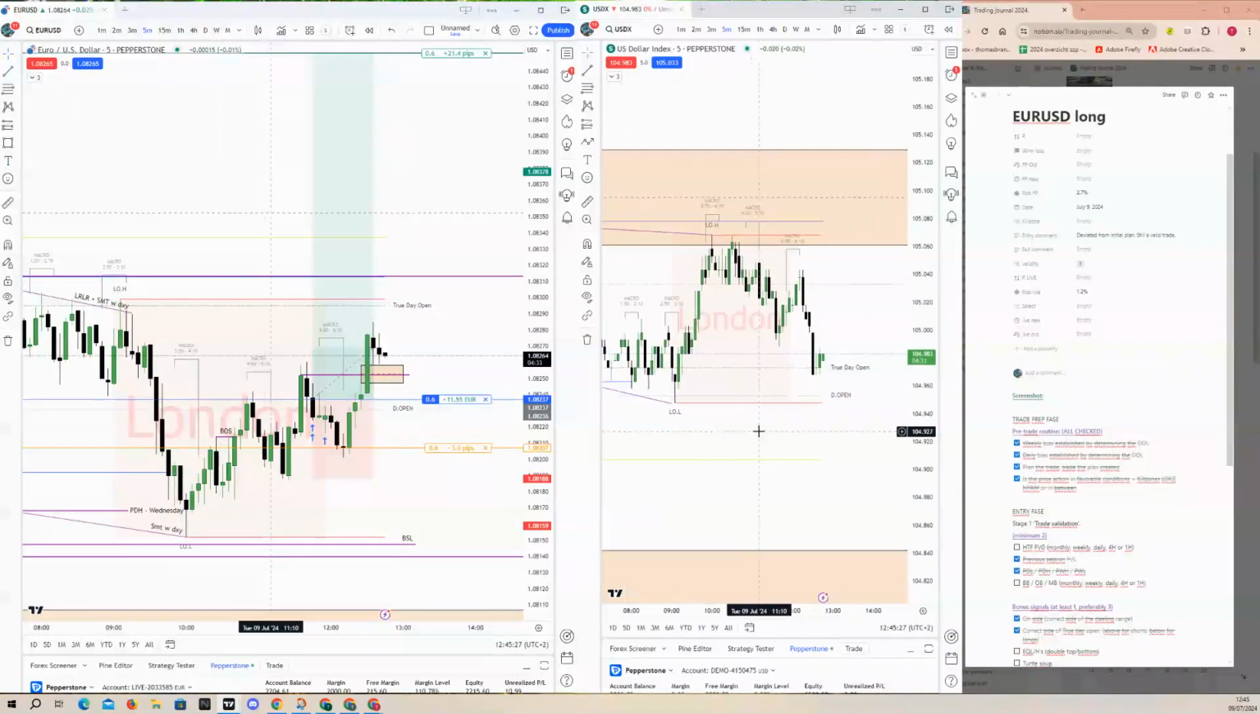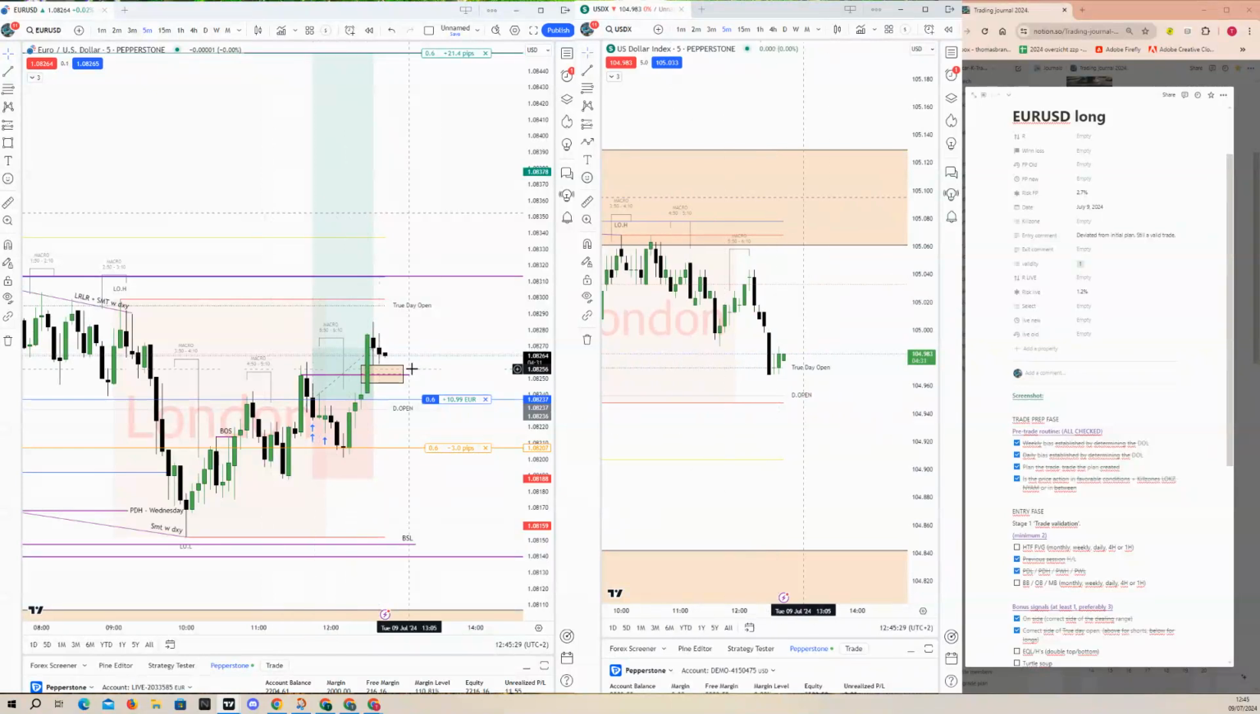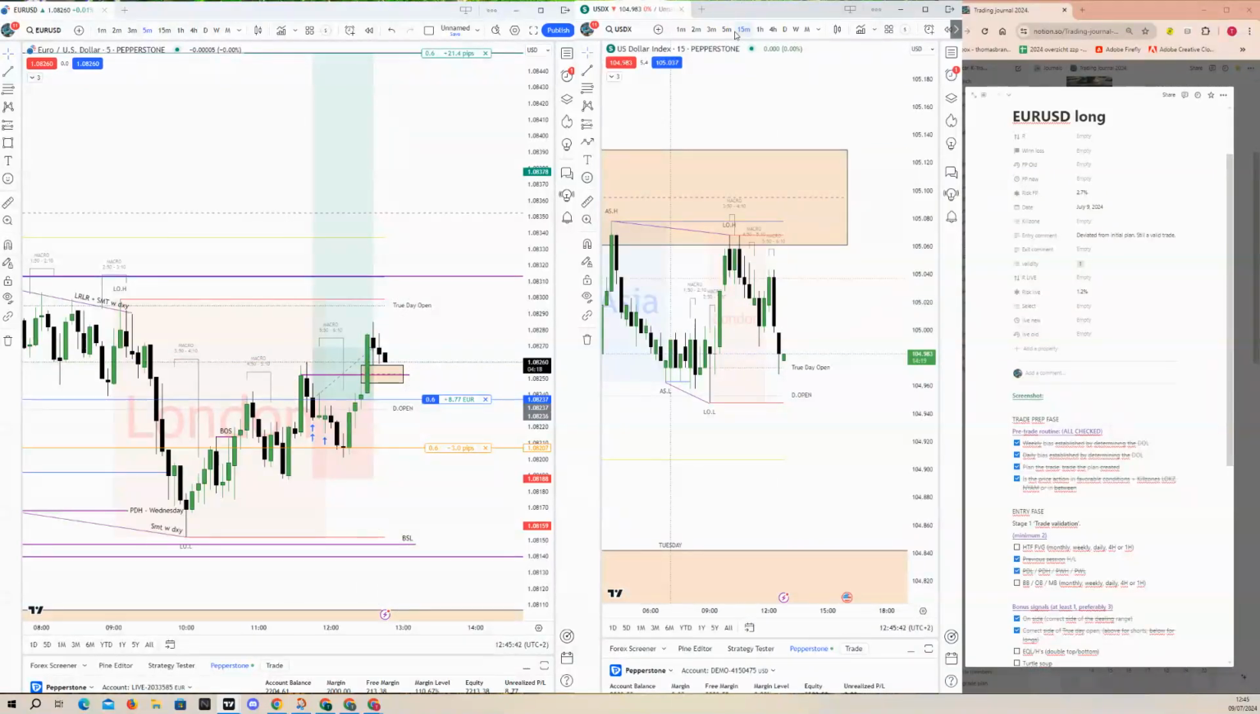Still looking at that possible pullback. On the dollar, it already... Okay, so on the dollar, I'm expecting a little bit further pullback. Chances are that it will reach that level. Might be the same level as that one here. We'll see. Just wait a little bit.